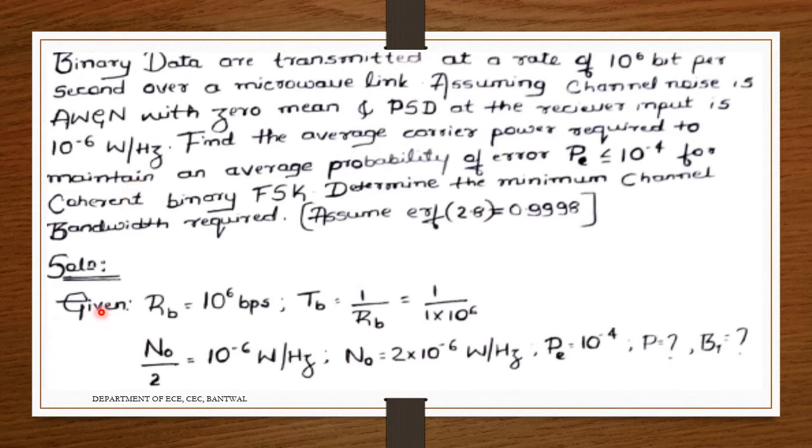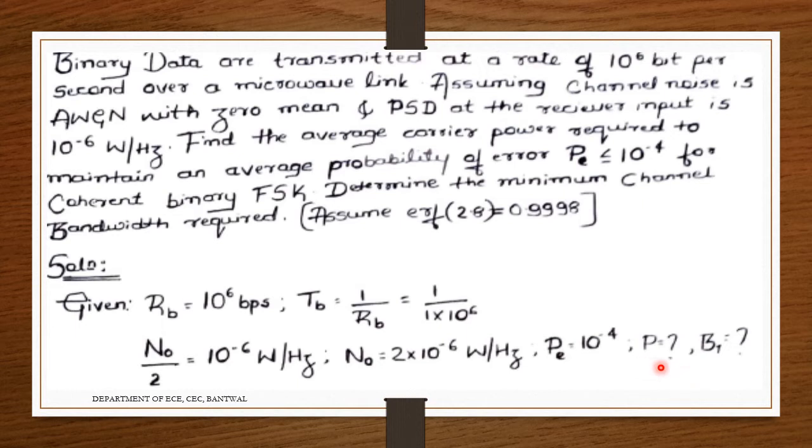Now, what are the given things? First we need to calculate. RB is equal to 10 to the power of 6 bits per second. Then TB is equal to 1 by RB, so 1 by 1 into 10 to the power of 6. N0 by 2 is equal to 10 to the power of minus 6 watt per hertz, so N0 is equal to 2 into 10 to the power of minus 6 watt per hertz. P is equal to 10 to the power of minus 4, less than or equal to. So I can take it directly.